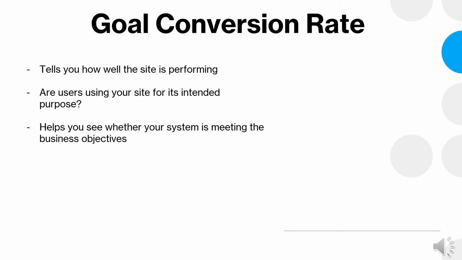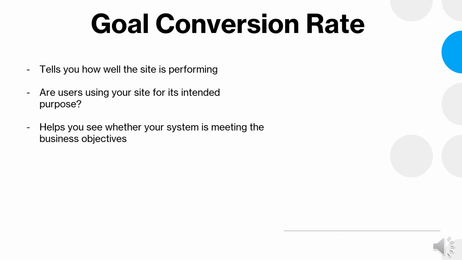Goal conversion rate, or just conversion rate, is a very useful tool for you to assess how well your system is performing. It tells you how good or how successful your site is. It looks at whether your users are doing what you want them to do on that specific system. Are the users using your site for its intended purpose that you designed it for? If yes, then the system is meeting the business objectives and the user objectives or the user needs.